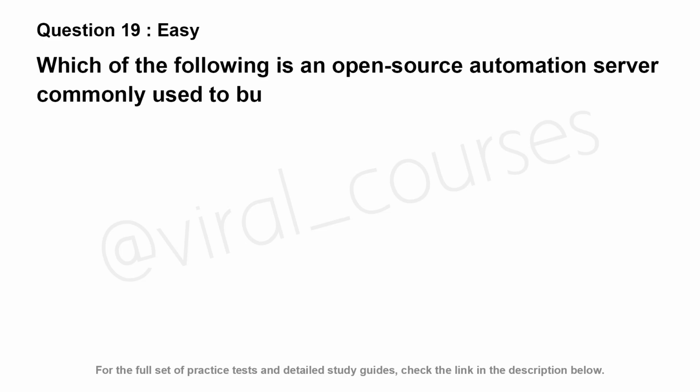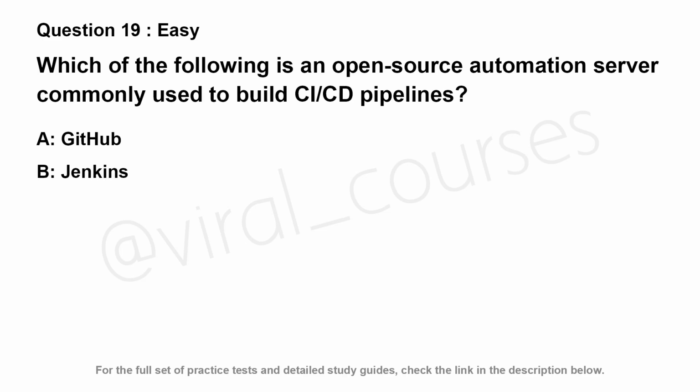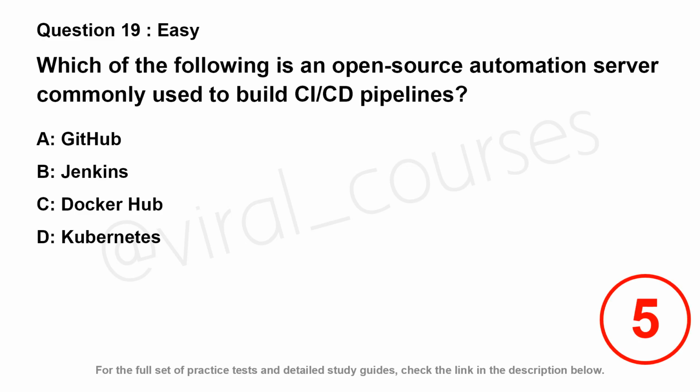Which of the following is an open-source automation server commonly used to build CI/CD pipelines? Option A, GitHub. Option B, Jenkins. Option C, Docker Hub. Option D, Kubernetes.